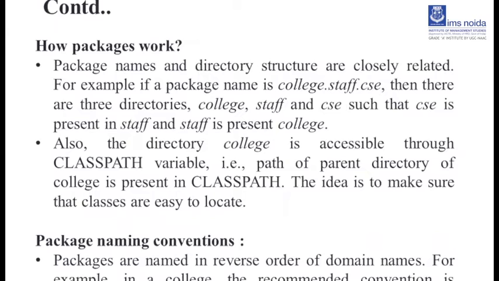How do packages work? Package names and directory structures are closely related. If a package name is college.staff.csc, then there are three directories: first is college, second is staff, and the third is csc, such that csc is in staff and staff is present in college. Also, the directory college is accessible through the classpath variable; that is, the path of the parent directory of college is present in the classpath. The idea is to make sure that classes are easy to locate. The classpath and the directory can explain the structure of that package.